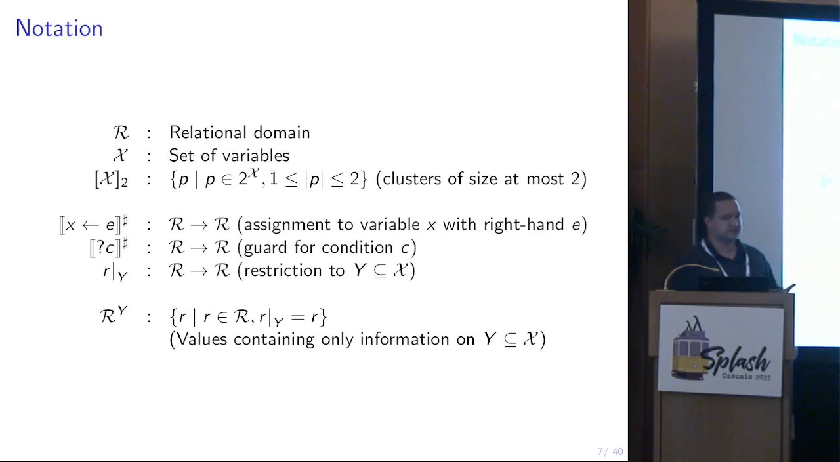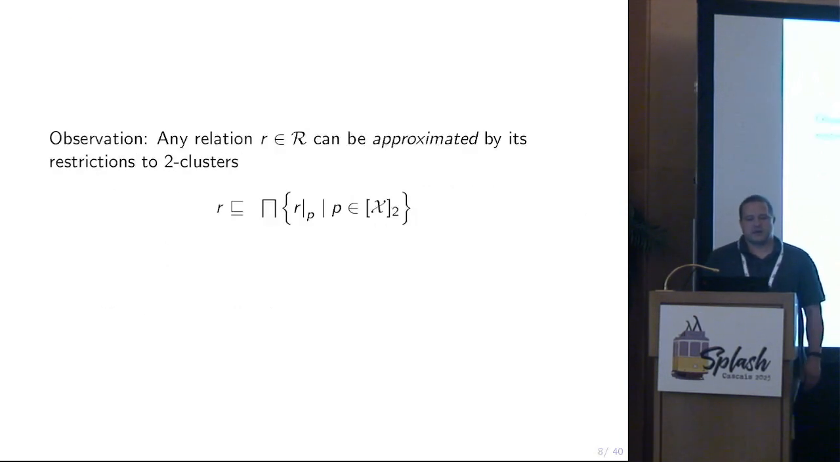And then sometimes we will also use this notation, R superscript Y, to talk about values that only contain information about variables from the set Y. Basically what this means is, if I take a value from this and I restrict it to Y, then I end up with the original value that I had. Back in some ESOP paper, we at some point made the observation that any relation can be approximated by meeting together its restriction to 2 clusters. So this equality here holds.